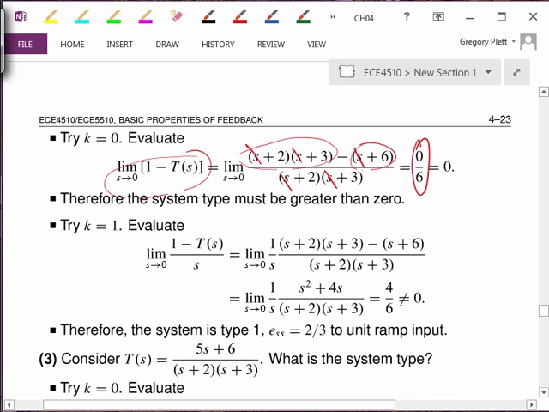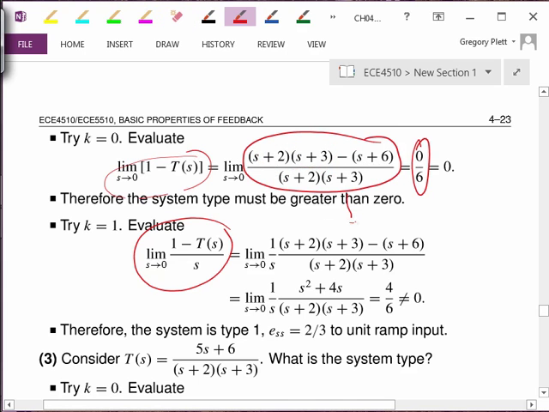So now we evaluate the limit of (1 minus T(s)) over s as s goes to 0. The good news is I don't really have to do a lot of math over again. We've already computed all of this, so all of that gets repeated. What's new is this 1 over s. But I'm going to be a little bit more careful here. When I compute what's going on in the numerator, I'm actually going to multiply things out.